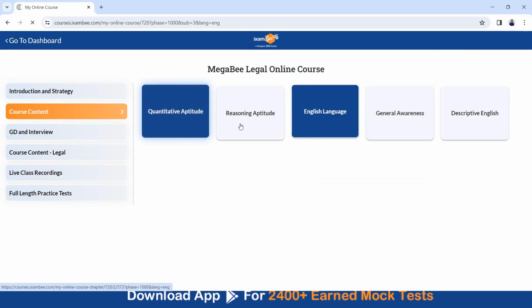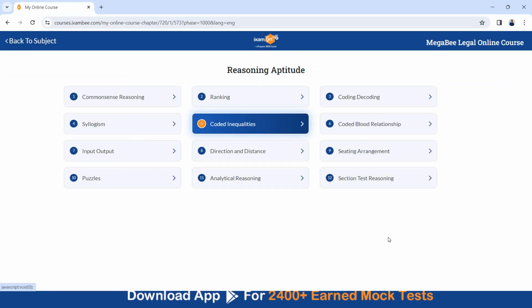And then coming to reasoning. These are the majority of the chapters that you have to prepare in reasoning. Don't skip English, reasoning and GA. These three are the subjects that you must do. In SEBI Legal Phase 1 Paper 1, there is no sectional cutoff. You may even leave out quant.